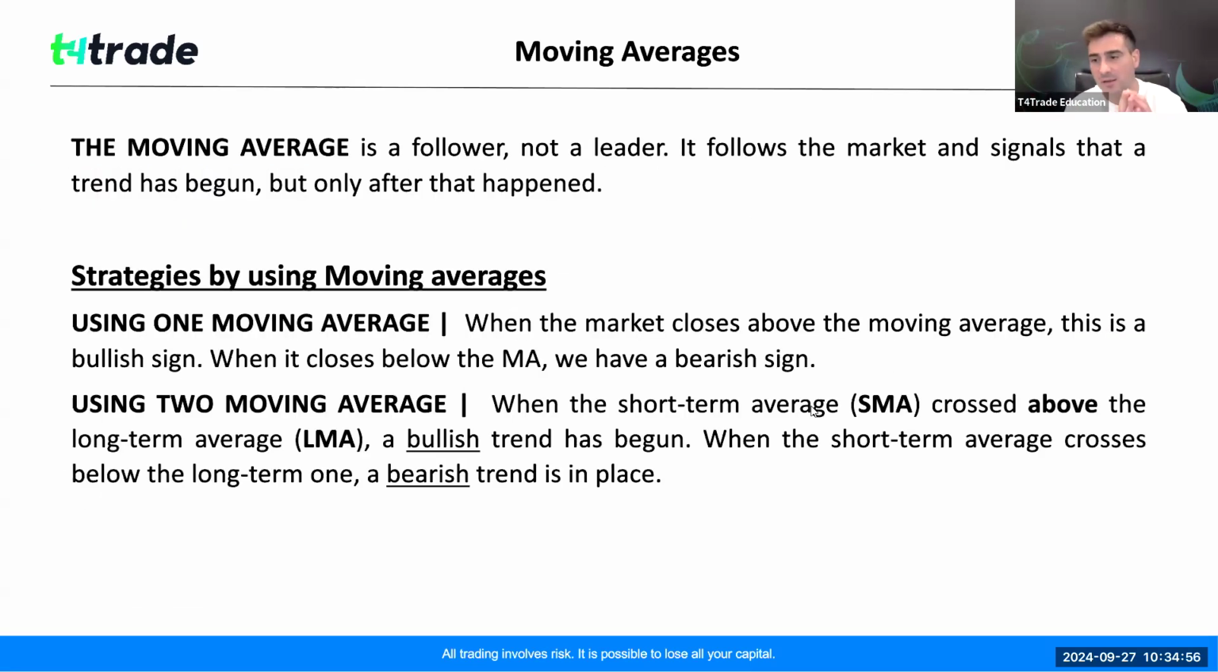So when you see the 10-day period in this example crossing above the 50 period, which is the long-term moving average, this creates what we call a bullish signal, okay? Because it tells you that there has been an intermediate, or at least a short-term, shift in trend, okay?